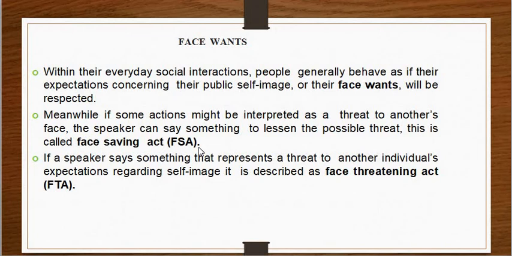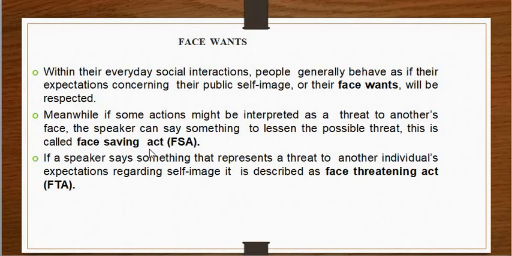Means if the speaker is saying something which can be threatening to your expectations, your desired positive and negative face demands, but the speaker is aware of your self-image, that's why the speaker intentionally is trying to lessen, is trying to mitigate the direct attack on your face, on your self-image.